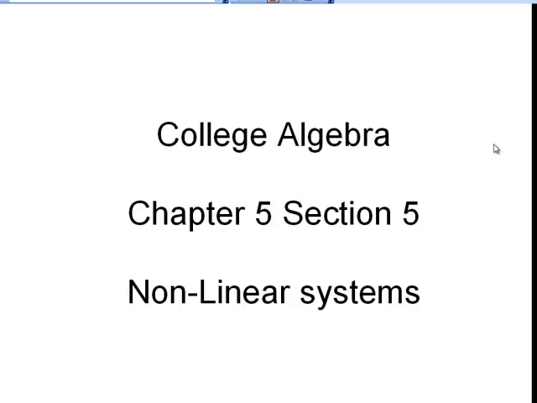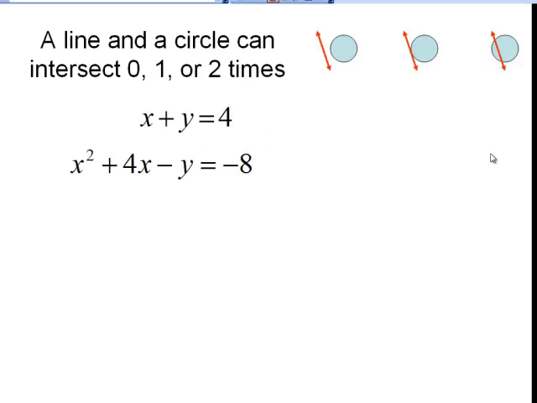Okay, in Chapter 5, Section 5, we're looking at some nonlinear systems, where with matrices you can deal with linear systems. In this particular case, it's situations where a line like x plus y equals 4 and a circle or a parabola, whatever this might be. In this case, x squared plus 4x minus y equals negative 8 is a parabola. If you have a line and a circle, it can intersect 0 times, 1 time, or twice. A parabola, same thing. So it depends on your functions.